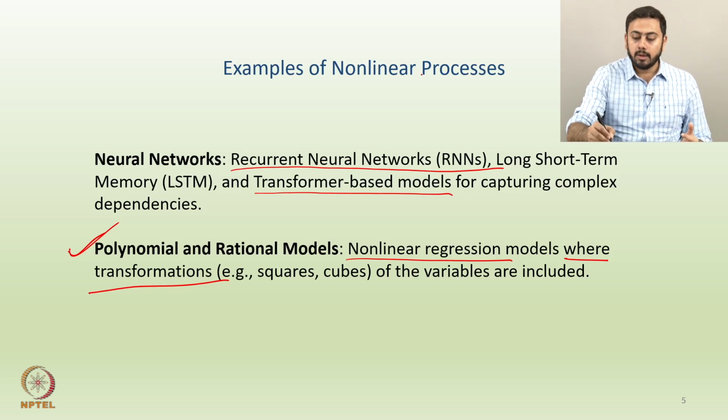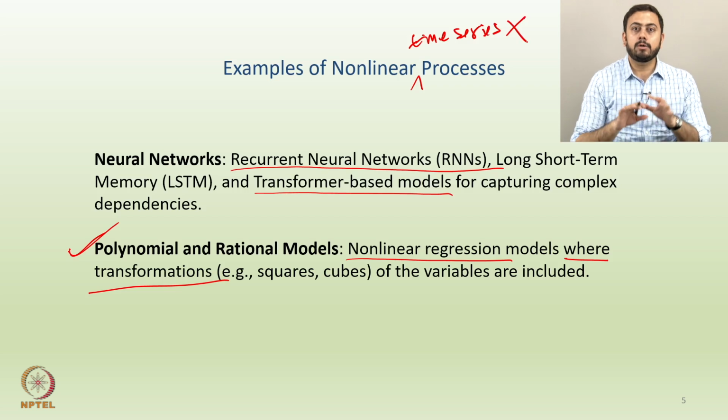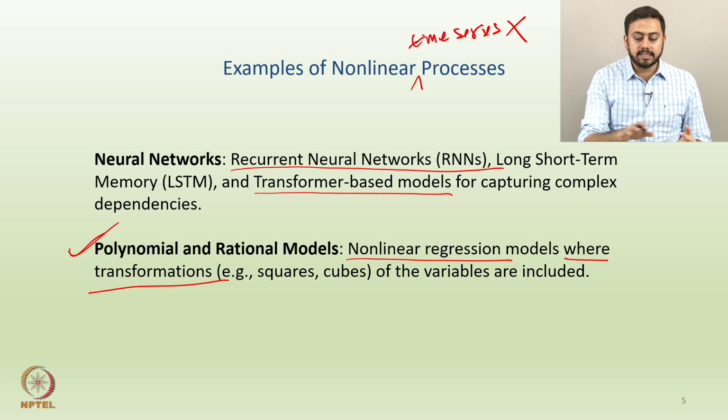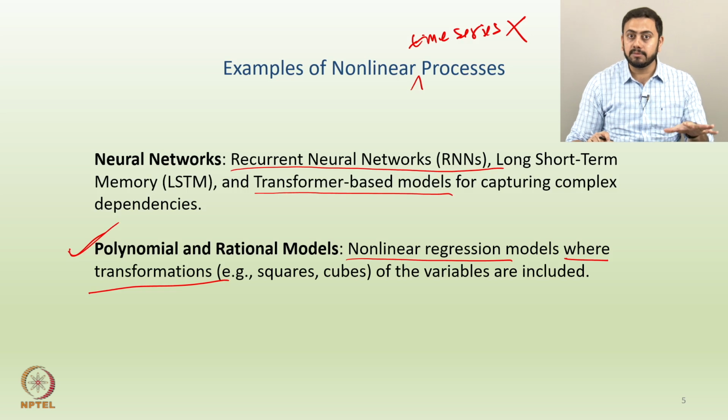Again a small disclaimer here is that these are not examples of non-linear time series processes. That word time series should not be included here. Okay. So, all these are examples of non-linear processes in general. So, let us say neural networks, polynomial regression models, or volatility models, ARCH-GARCH kind of models. All these are called non-linear processes in general. So, these examples should not be confused with whether they are time series models or not. These are general non-linear processes that exist in the literature.